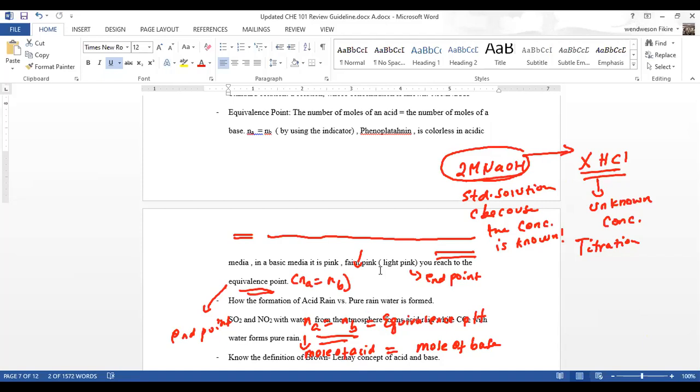So you will also have to get these ideas: what is equivalence point, what is a standard solution, what is titration, and what end point means.